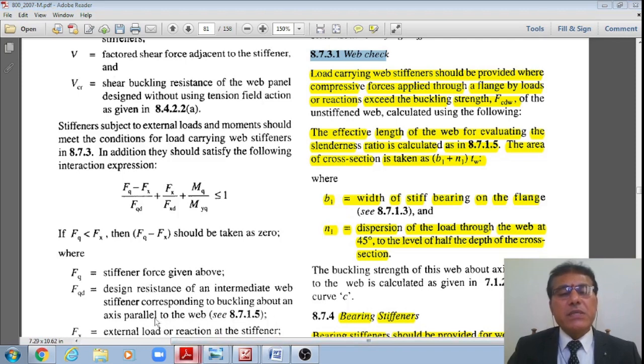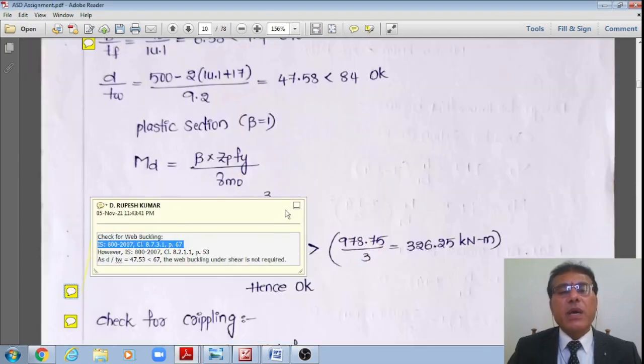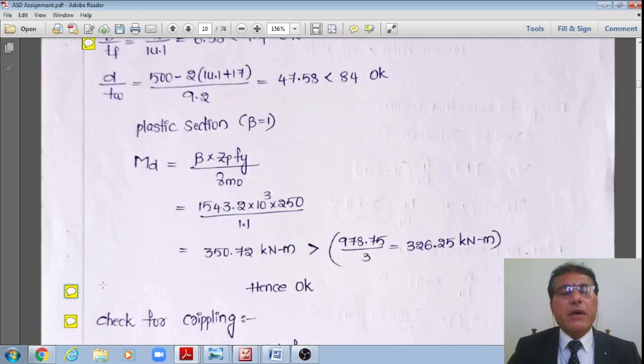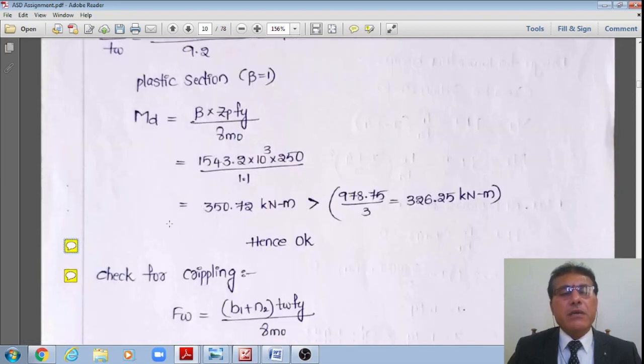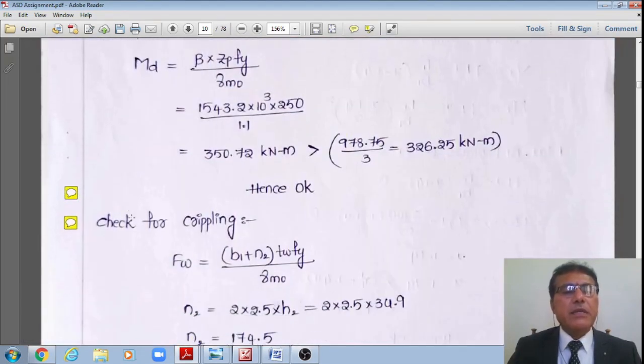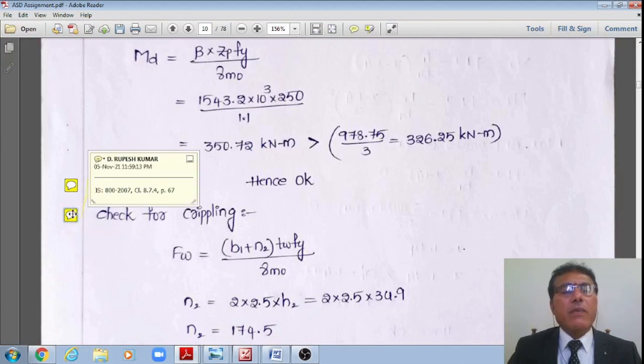Now, once this check is also over, I'll say that the check for web buckling is not needed. However, whether the check for crippling is needed or not, let me show what the check for web buckling and the check for web crippling are, using this schematic, student, right?